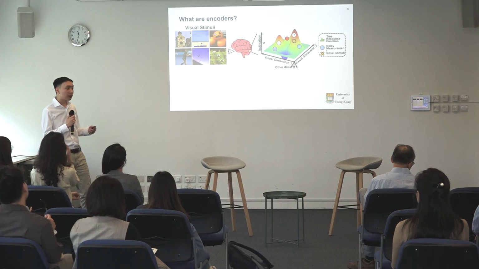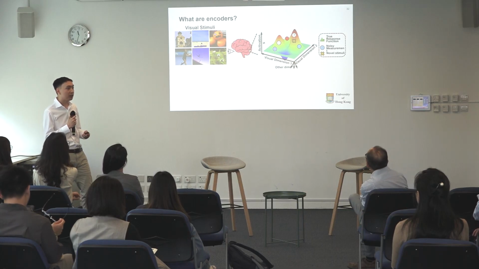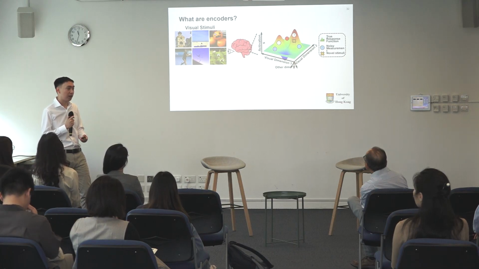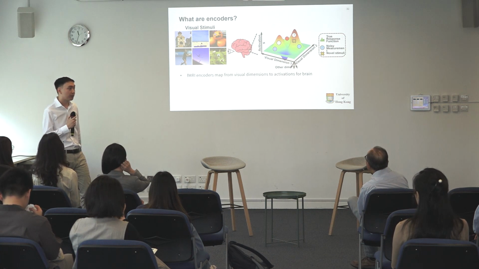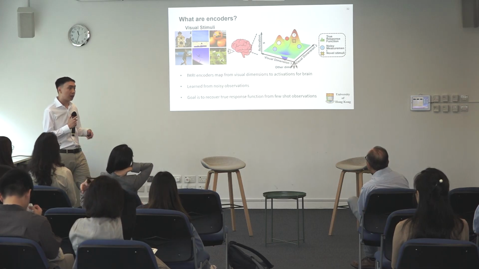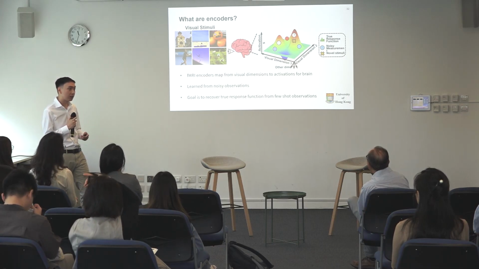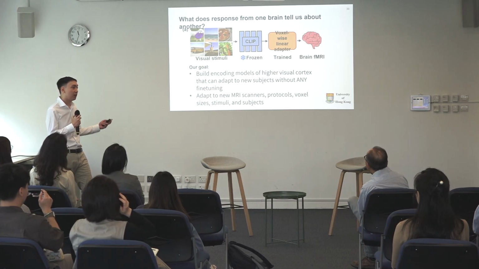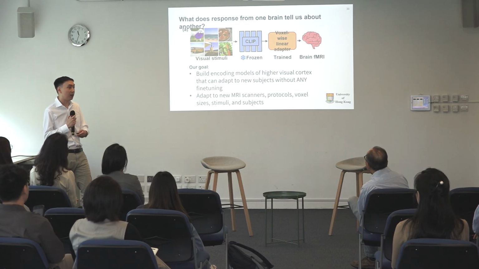So we really thought about this, and we thought, how can we design these encoder models that can generalize across subjects? So just by looking at subject 1, 2, and 3, for example, at different ages or different left or right-handedness, can we inform the design of the encoder for subject 4? And our goal is to recover the true response function from few-shot observations. So we framed this as a hypernetwork learning problem.